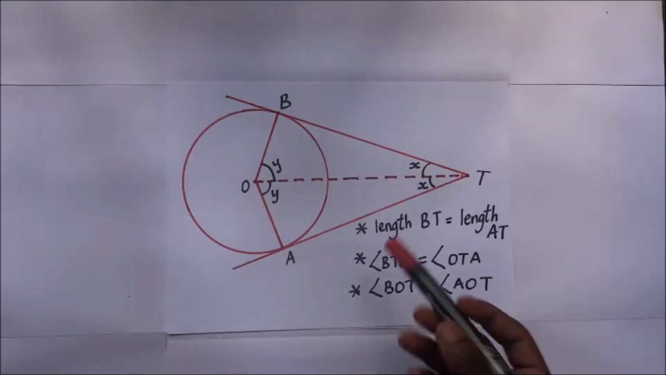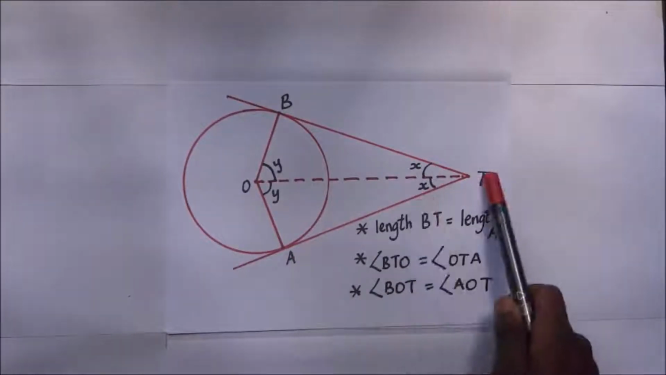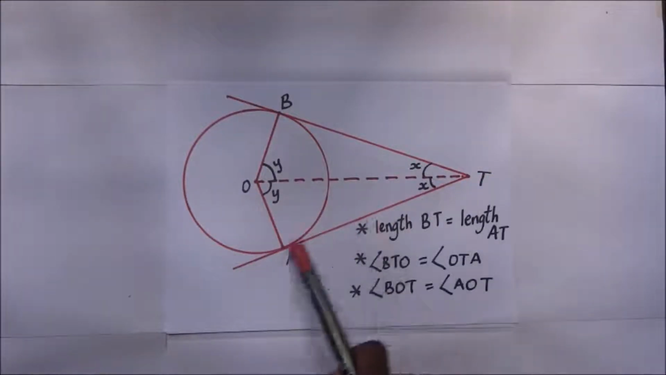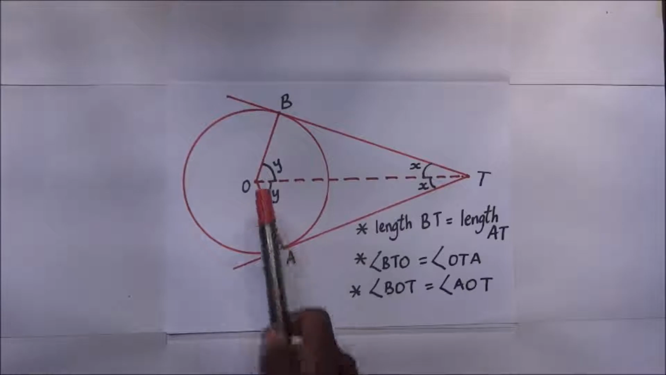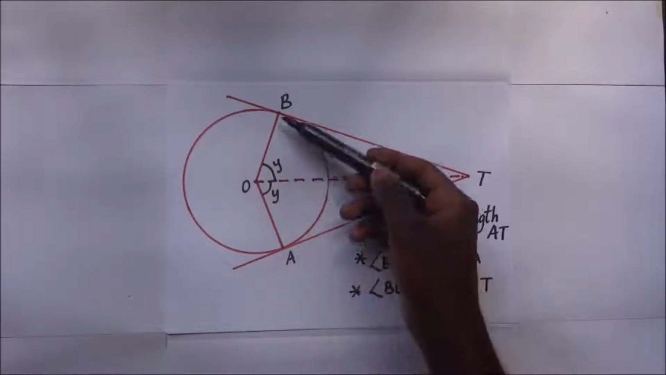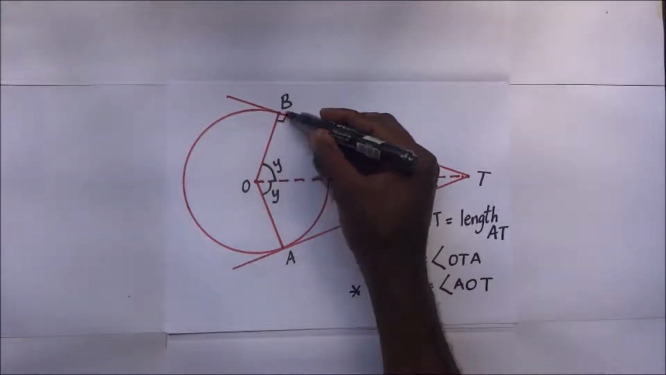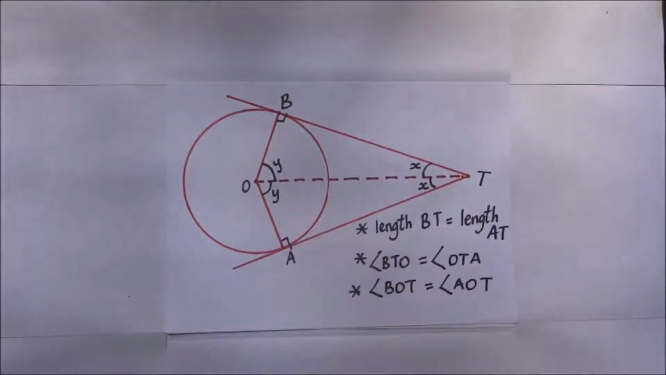Consider two tangents. We have BT here. BT is a tangent. And we also have AT. It is also another tangent. These tangents, when they meet the circle at these points, connect with the circle at a point where they make 90 degrees with this radius. So it means that this is 90 degrees and that is also 90 degrees.